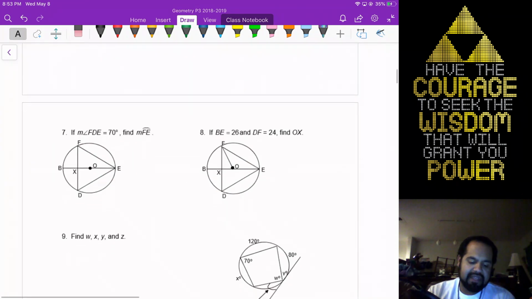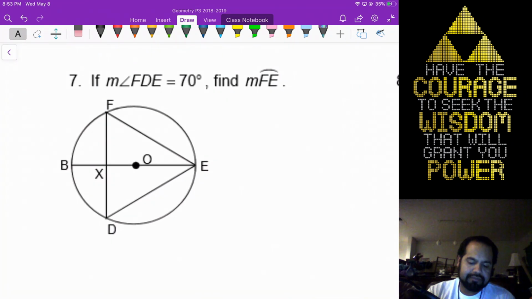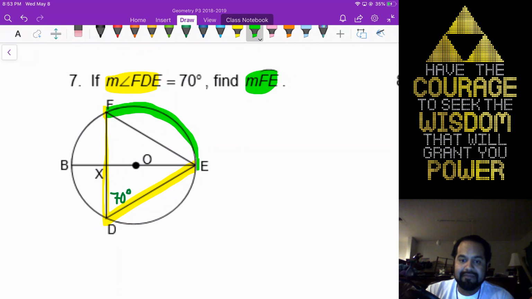All right. 7, we have FDE, that is an angle, and we say that this is 70 degrees. So find the measure of FE. So here's arc FE. So now we're going the opposite way.